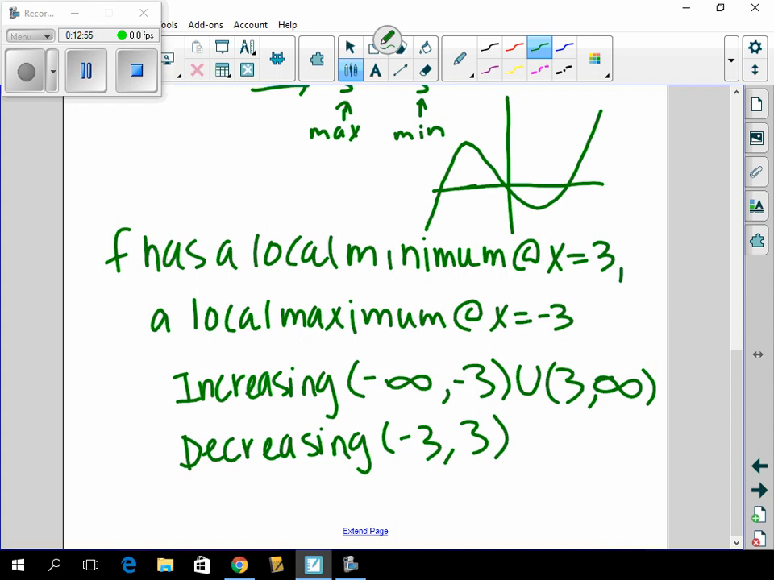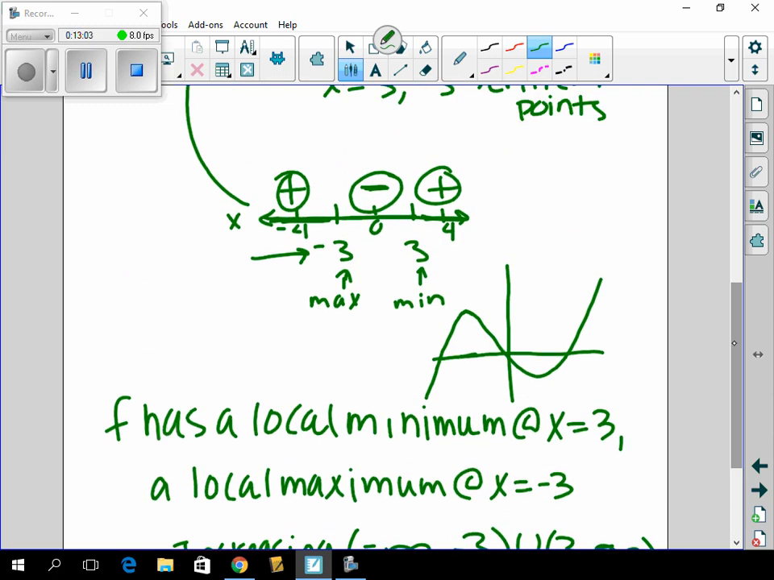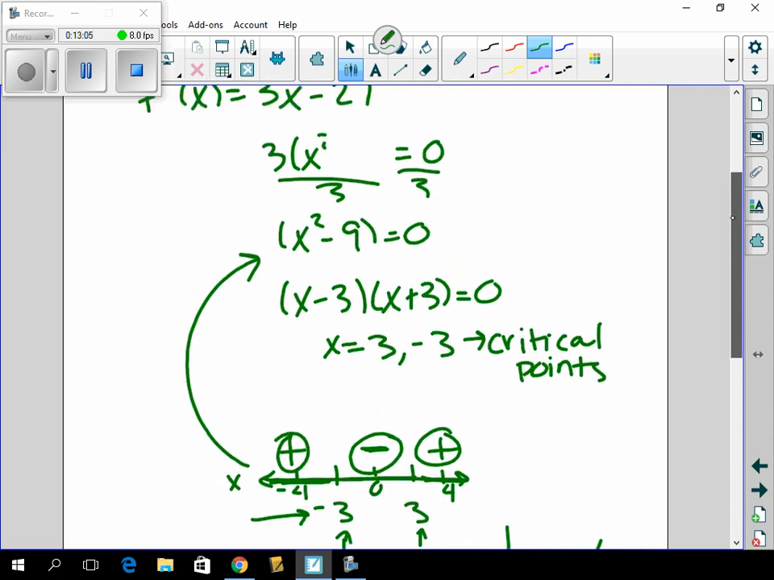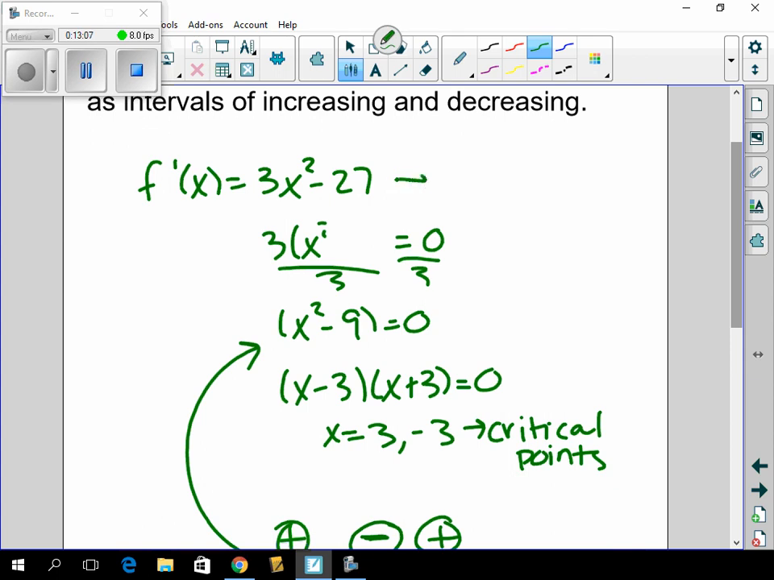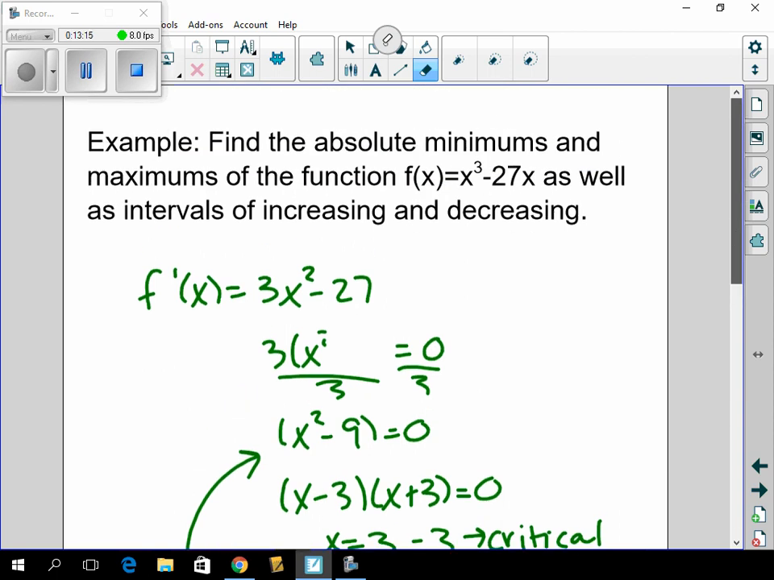So I found my local min, my local max, and then also at the same time, I found my increasing and decreasing. And if I wanted to find the coordinates of my local min and local max, all I would have to do is go back up to my original function. Oops, that's my derivative. My original function all the way up here and plug in those values.